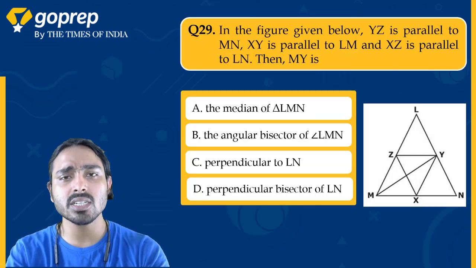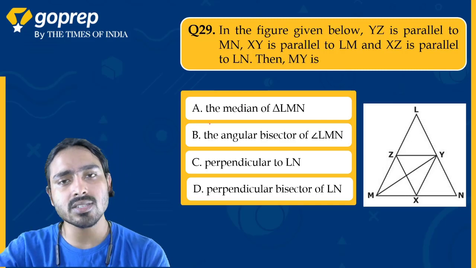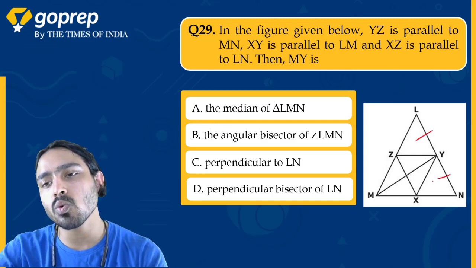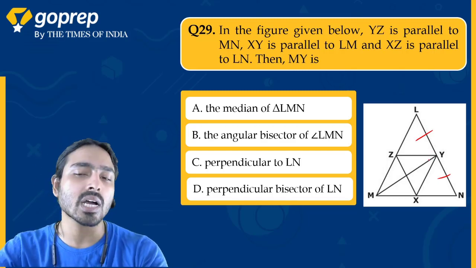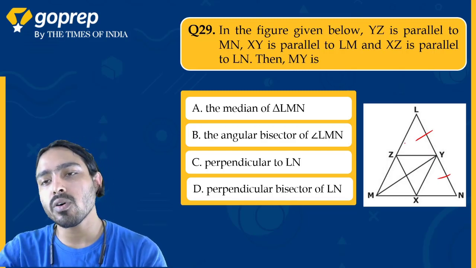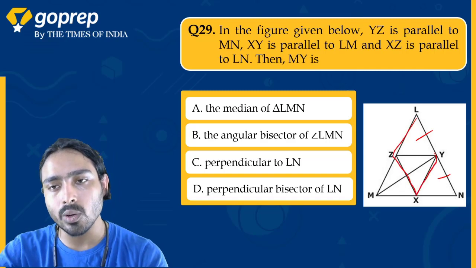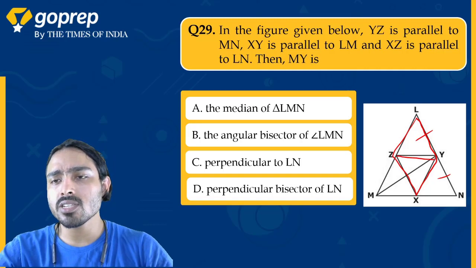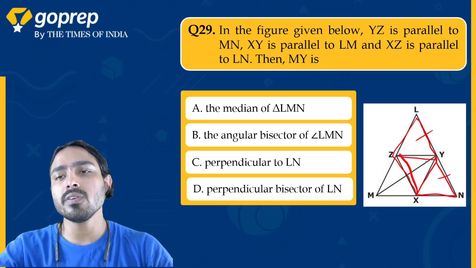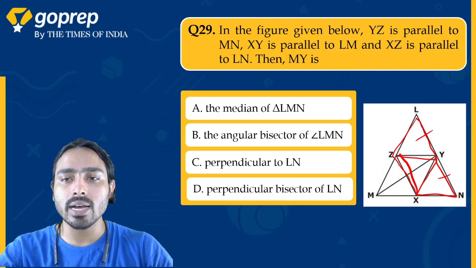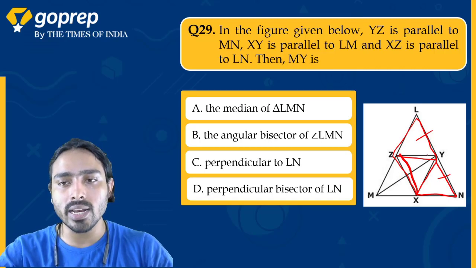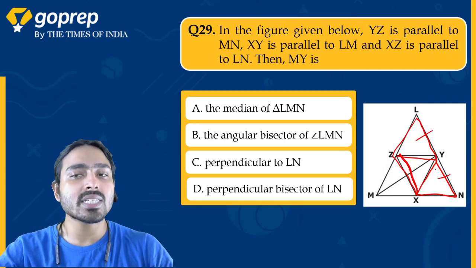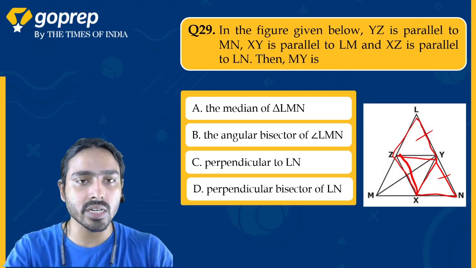This question is very easy. You can just look at the options and you can actually answer this. You have to find out what is my. So if we can somehow prove that LY is equal to YN, MY automatically becomes a median, right? But for that you have to prove that this is a parallelogram. But looking at the parallel lines, you can actually understand that. And this is also a parallelogram, right? If you can prove that these two are parallelograms, you can say that ZX is also equal to LY and ZX is also equal to YN. So if LY is equal to YN, that means MY is a median. Simply you can say that, so you will give the right answer.